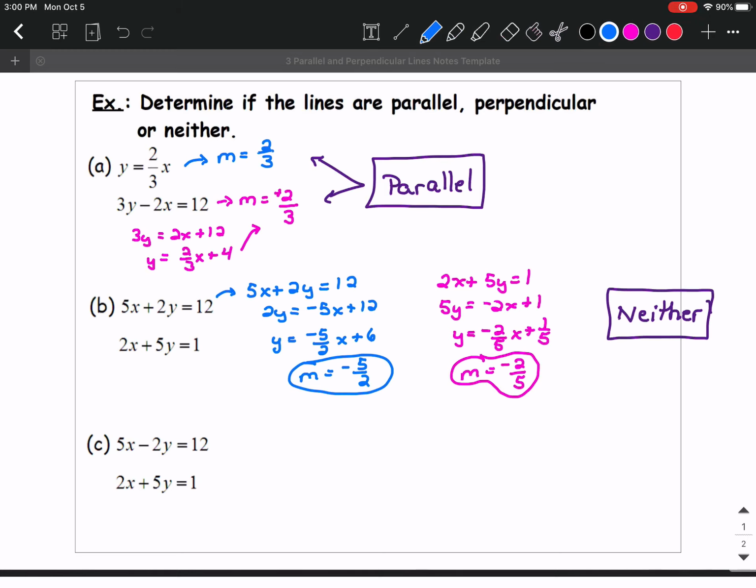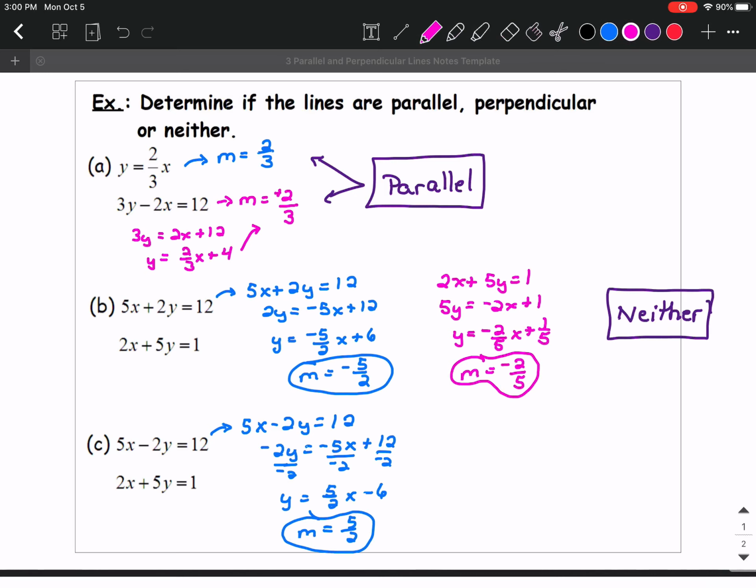So now we have 5x minus 2y. So we subtract the 5x, then we divide by negative 2. So y is a positive 5/2 x minus 6. Now our slope is a positive 5/2.